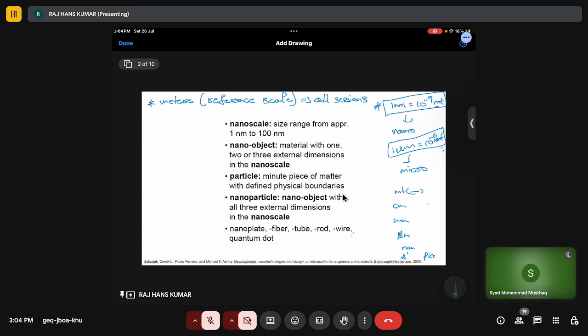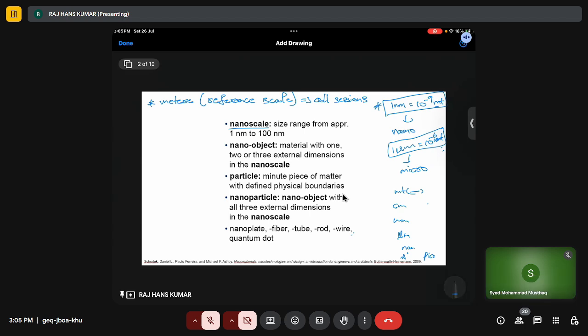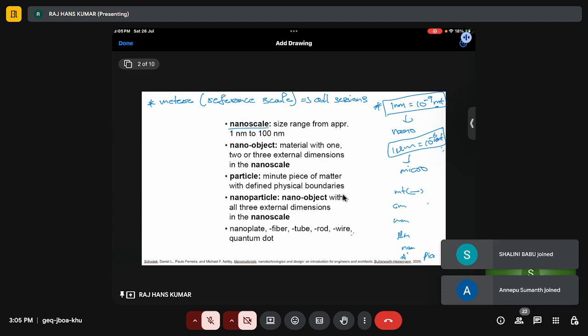Now the nanoscale. Whatever I'm going to teach you is all taken from only one book, Michael F. Ashby. I won't say it is the holy grail for nanomaterials, but it is more introductory. You can have everything there, from the introductory part to the phenomena that happen because of nanomaterials, what exactly nanomaterials are, and what the different types are.